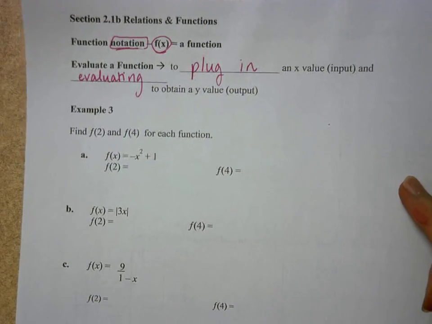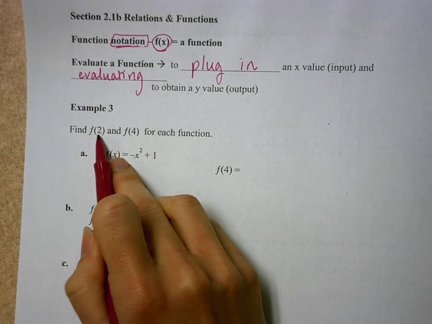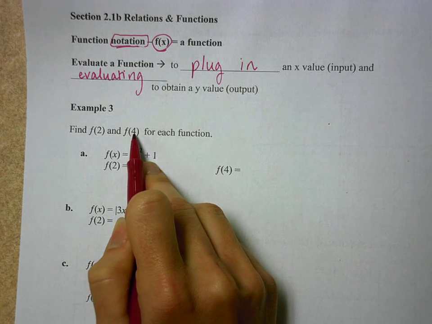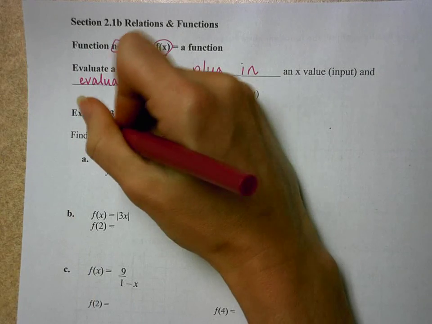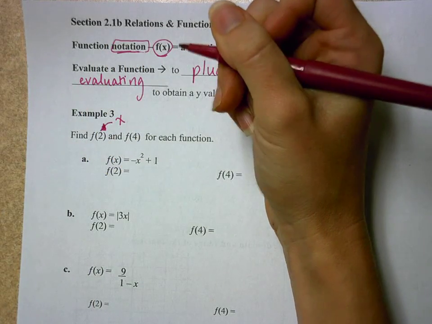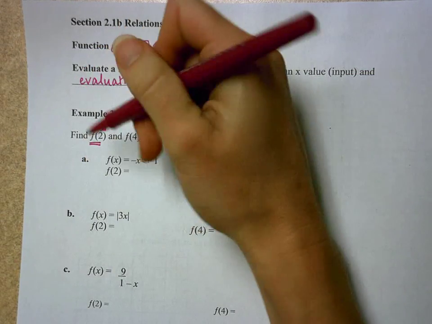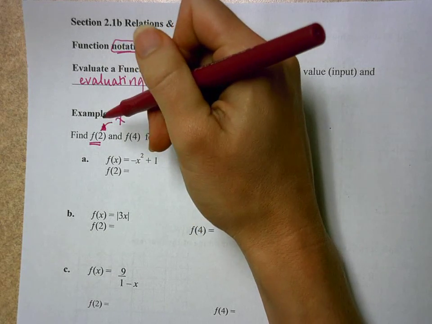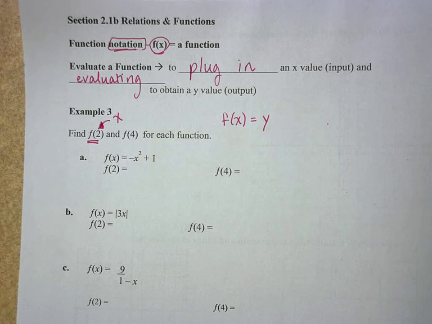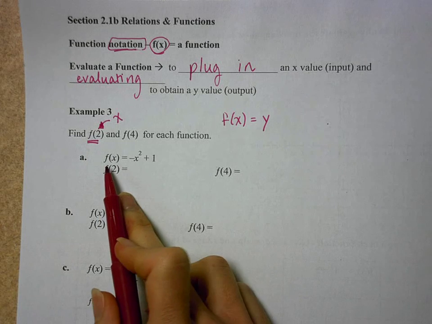So how does this look? Example 3. You're asked to evaluate the function when x is 2 and evaluate the function when x is 4. So this tells you your x value. F at 2, the answer to what you do to x, is like your y. A lot of people like to look at f of x as just your y value. They just sometimes call it y. So let's look at letter A.